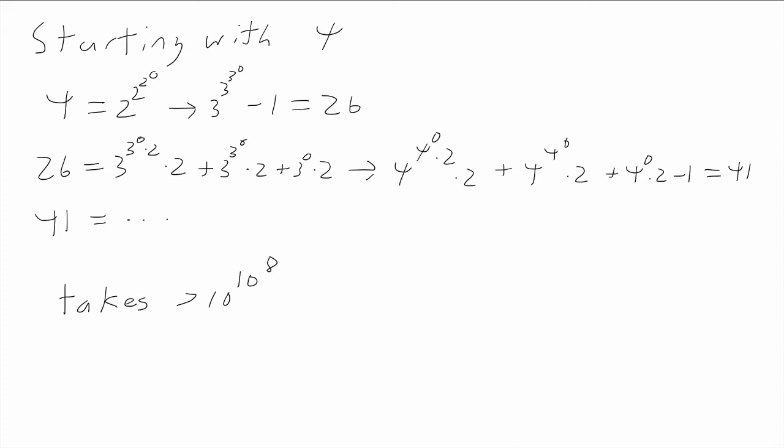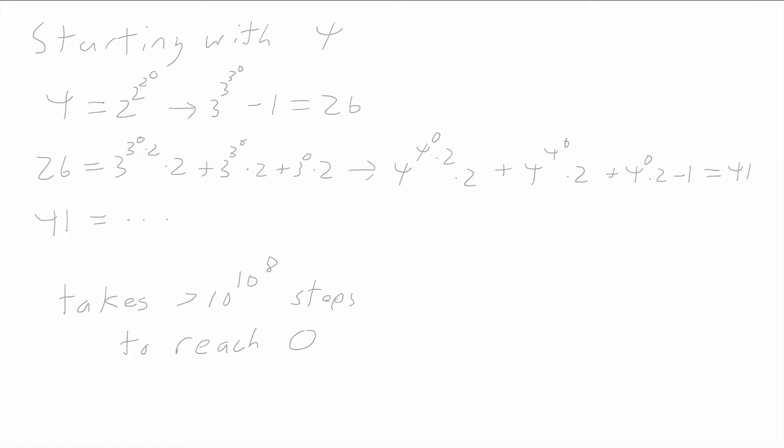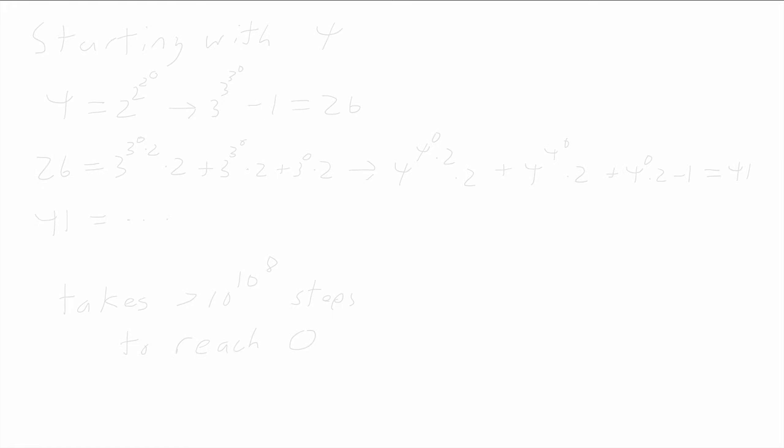It takes about 10 to the 10 to the 8 steps for this sequence to hit 0. So the Goodstein sequence starting with 3 was only 6 elements long. The Goodstein sequence starting with 4 is like 10 to the 10 to the 8. And as soon as we start the sequence with bigger numbers, this growth gets really astronomical. So this is what Goodstein's theorem addresses. Is it really true that the growth we get from changing bases is always eventually going to be overtaken by subtracting 1 at each step?